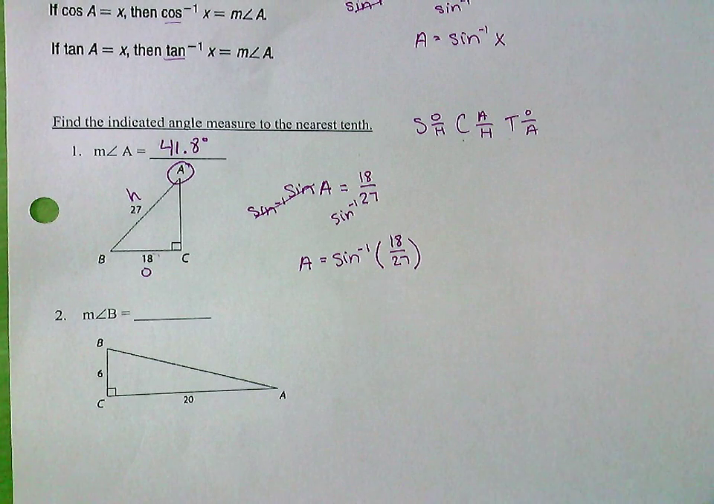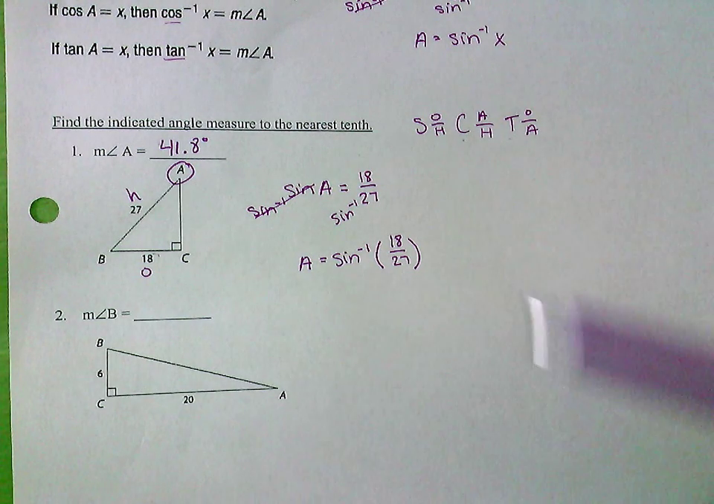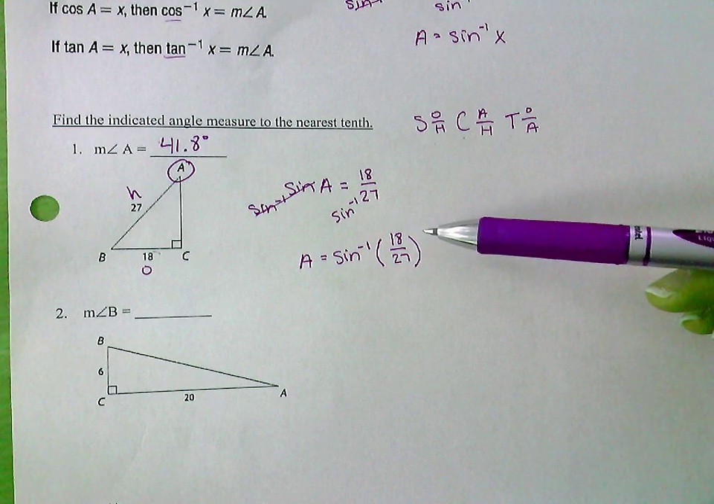If you have a different calculator, unlike this one, you're going to take your fraction, so you take 18, divide by 27, press equals. Then you're going to press second or shift, then sine inverse, and I think it should show up then. All right, questions on how I did one?